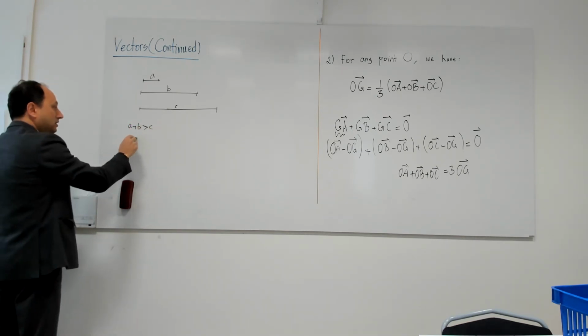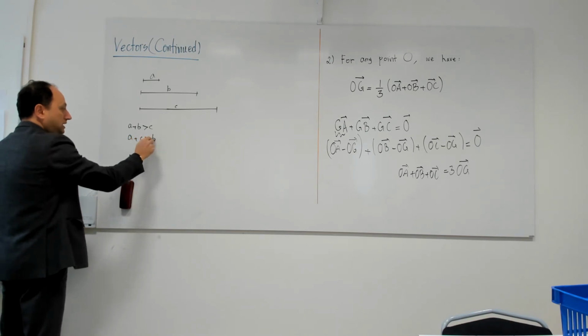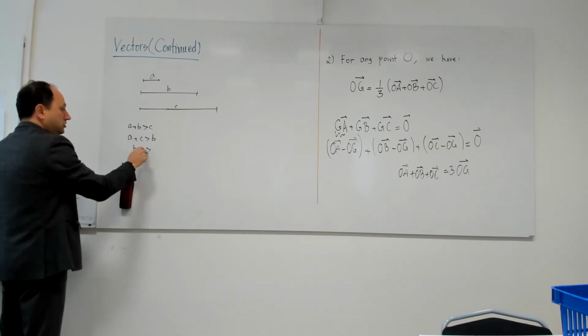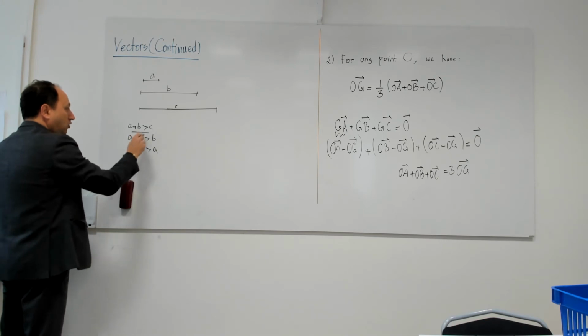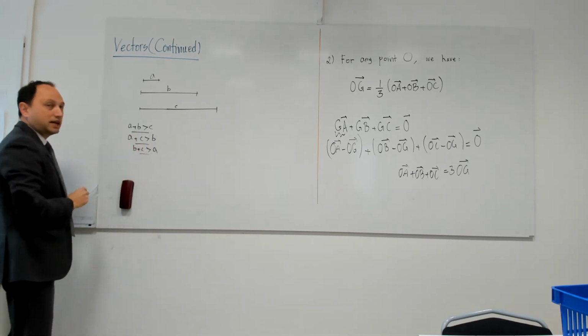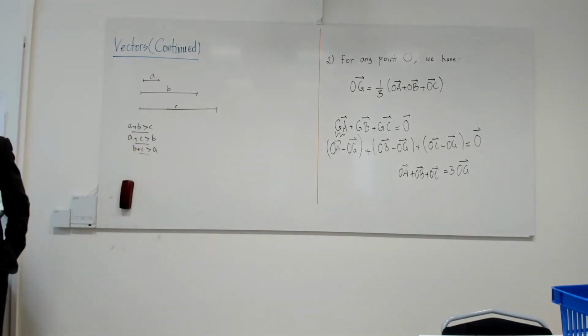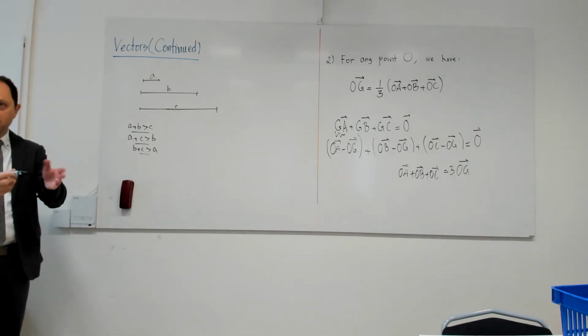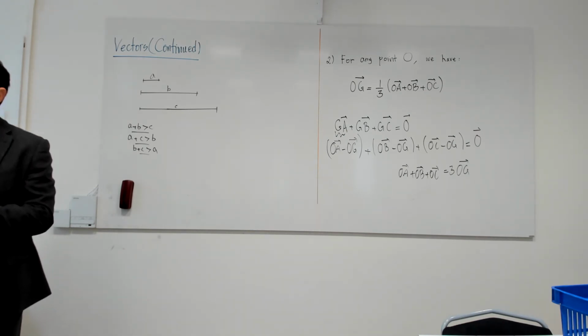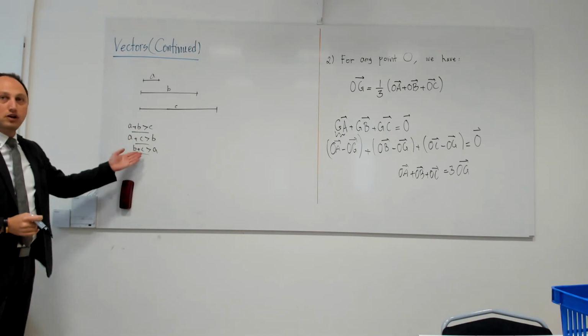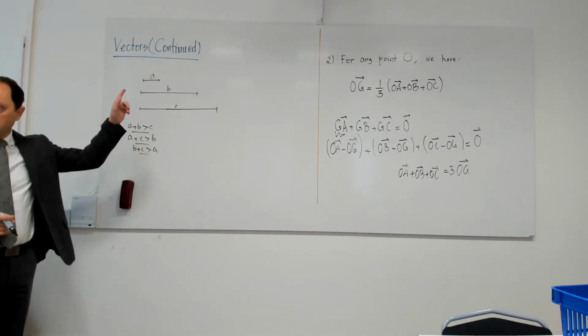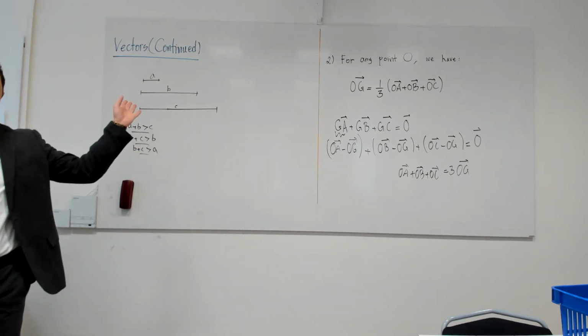I add A plus C, it should be greater than B. And I add B plus C, it should be greater than A. If all these inequalities are satisfied, then I really don't need to do the experiment. If I do the experiment, it actually works. If at least one of them fails, it means that I cannot construct any triangle out of these 3 rods.